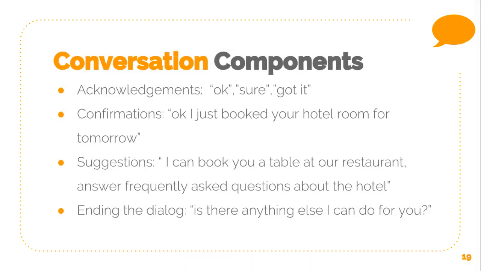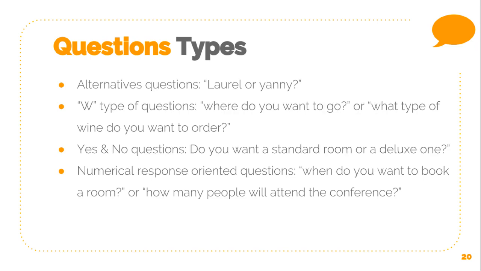Predicting the dialogue is not the only thing you need to consider when building your conversational UX. Your agent needs to guide the conversation by providing acknowledgements, confirmations, or suggestions, and these are only a few examples of the conversation design elements we will explore. On top of conversation components, you will also need to master the different types of questions your bot will ask and what the expected responses to these questions are. Alternative questions are quite straightforward. The user responds either by A or by B. The same goes for yes and no questions, but numerical-oriented questions might lead to unplanned responses.